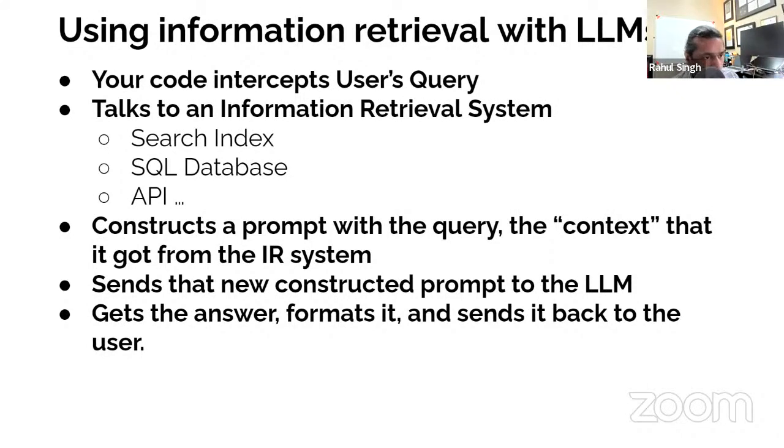So your code intercepts the user's query, tries to find relevant information. It then uses that data that it gets back and constructs a prompt which has your query, your question, or your instruction, and the context that it retrieved from your database, right? So that's the constructed prompt. It sends that to the LLM, and it gets the answer back. It can format it if it needs to be, and it sends it back to the user. That's basic information retrieval with LLM.